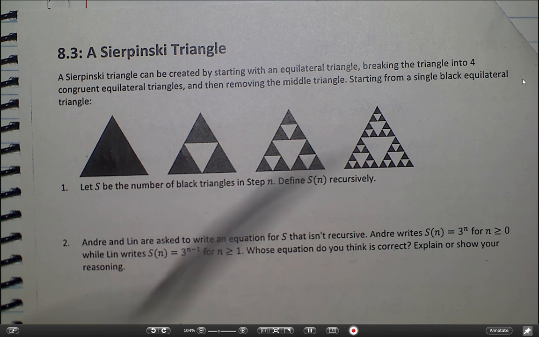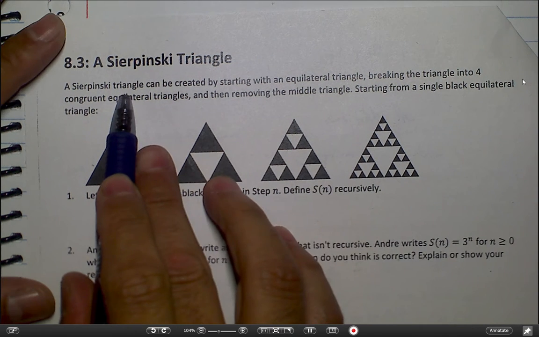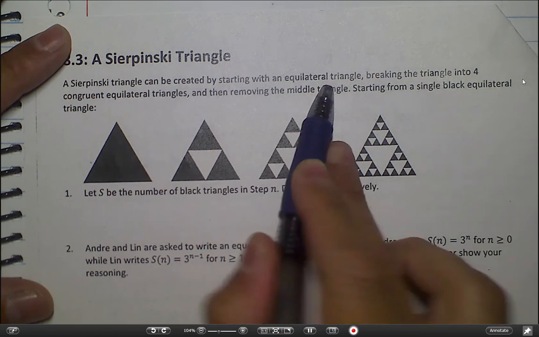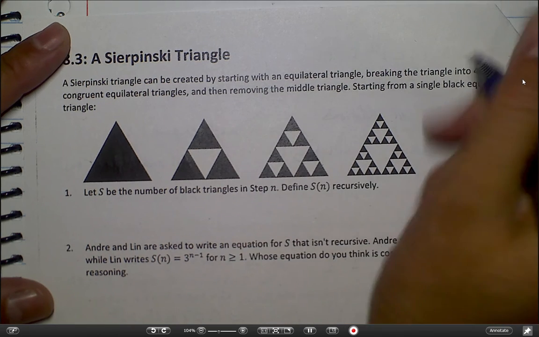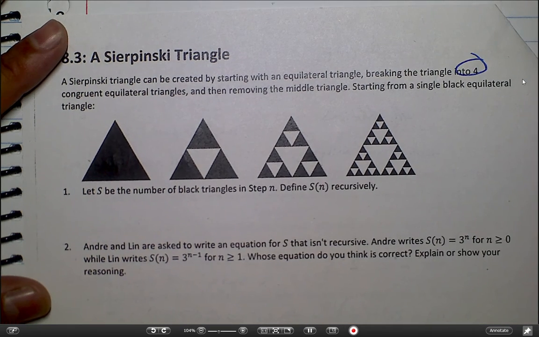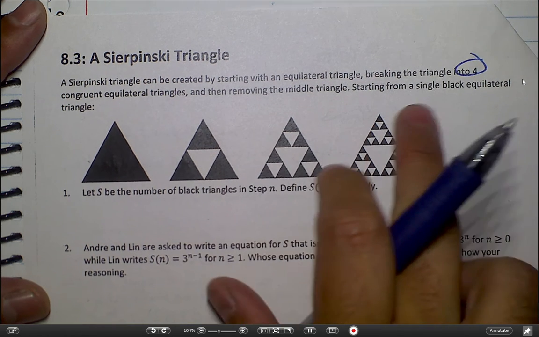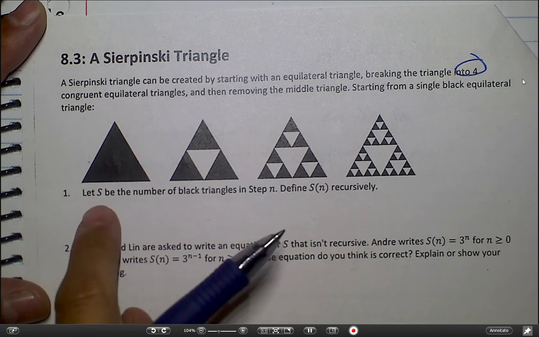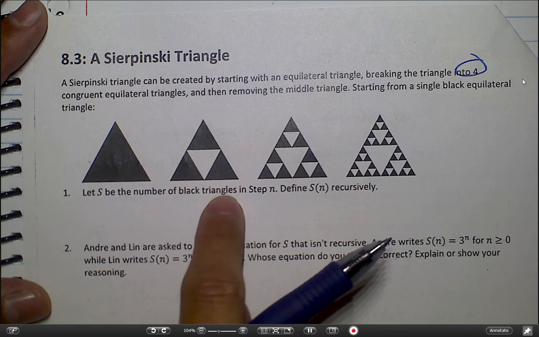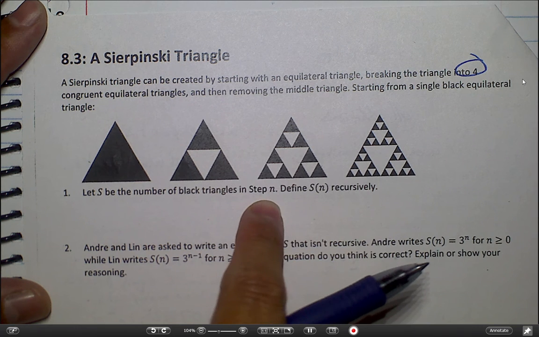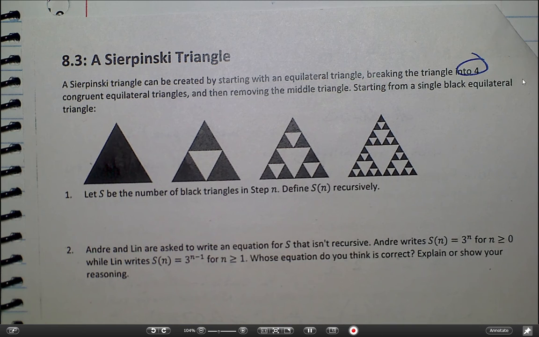This was actually one of our practice problems from a previous lesson. It says a triangle can be created by starting with an equilateral triangle, breaking a triangle into 4 congruent equilateral triangles, and removing the middle, starting from a single black equilateral triangle. Let S be the number of black triangles in step N. Define S of N recursively.